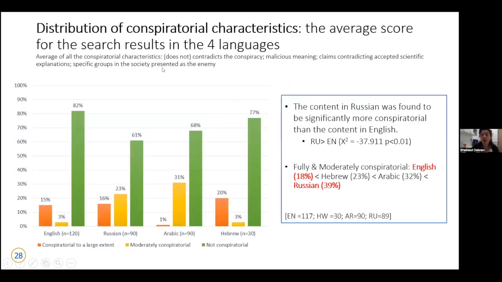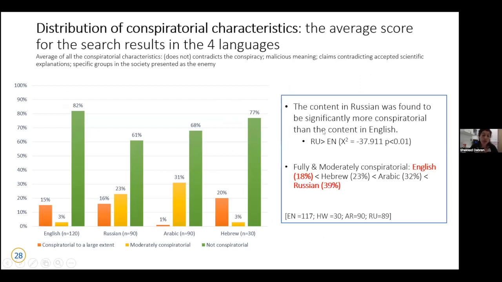And the last cluster was the conspiratorial characteristic. Here we looked at: does the content contradict the conspiracy? Is malicious meaning contained inside the content? Does it make claims contradicting accepted scientific explanation? And are specific groups in society presented as the enemy?